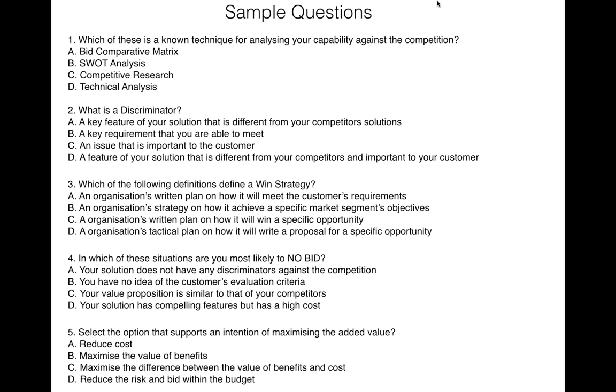And also, how can you select the option that supports an intention of maximizing the added value? What is the value, and how does the customer perceive the value you are proposing? Is it reducing the cost, or maximizing the value of the benefits, or maximizing the difference between the value of benefits and the cost, or is it reducing the risk and bidding within the budget?